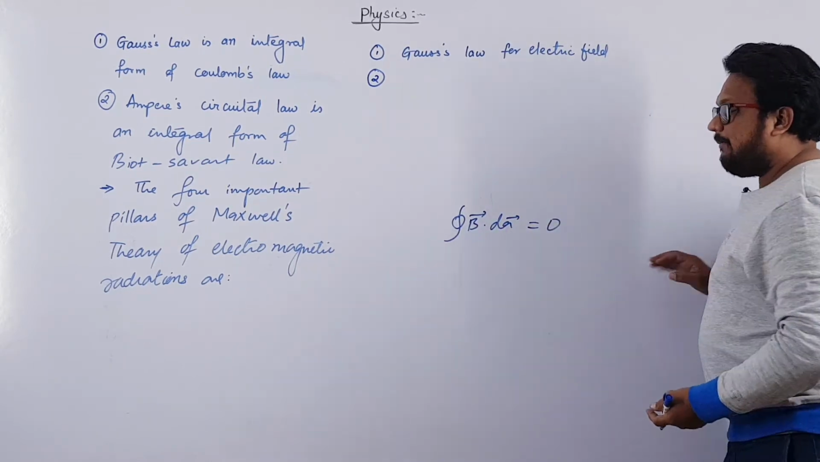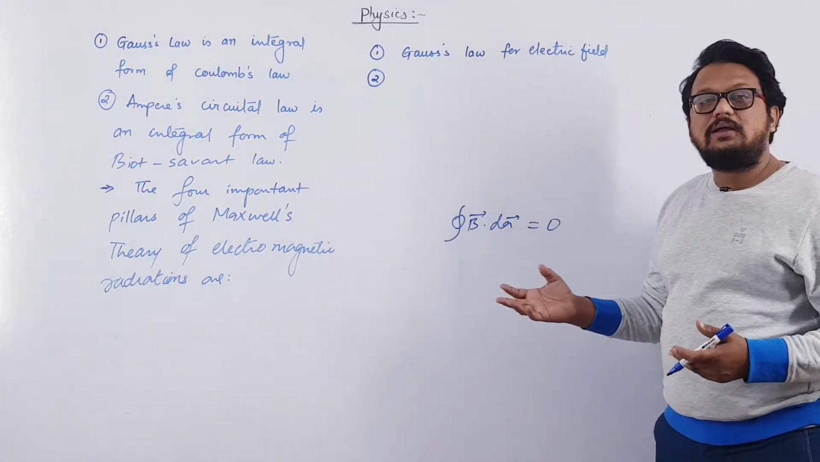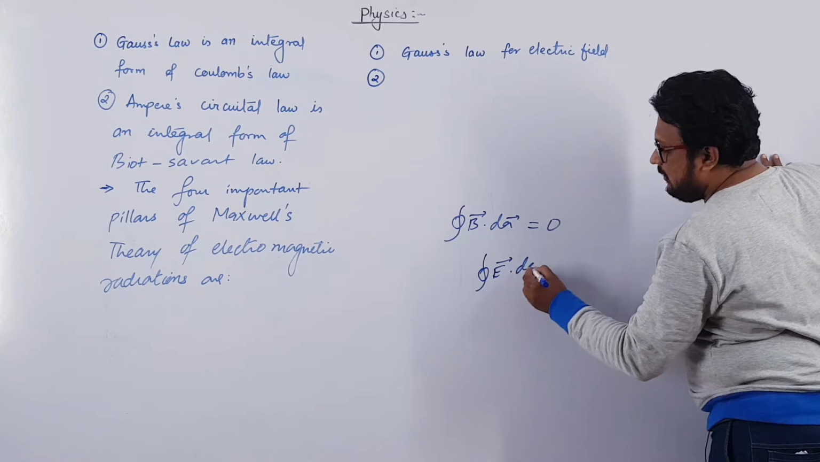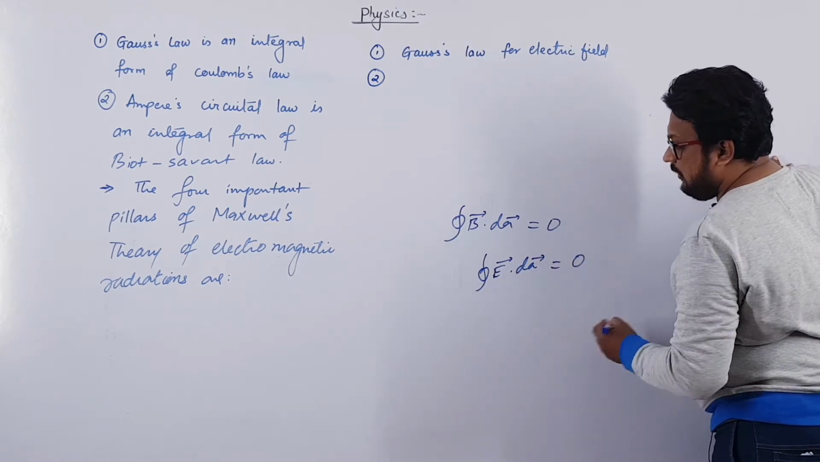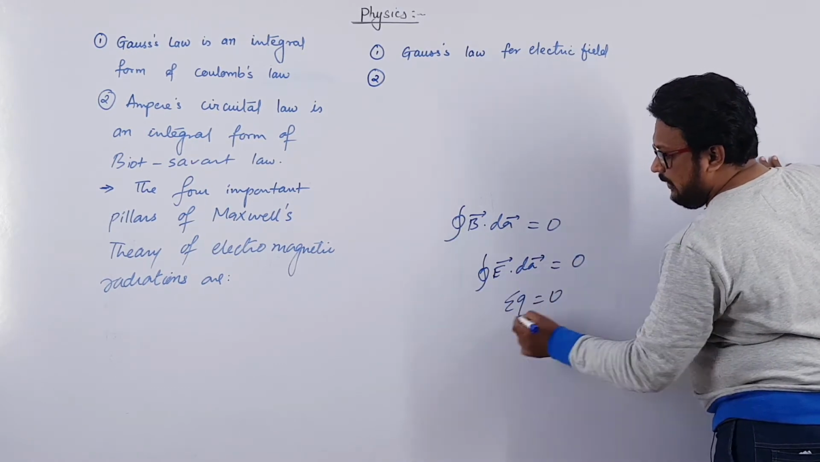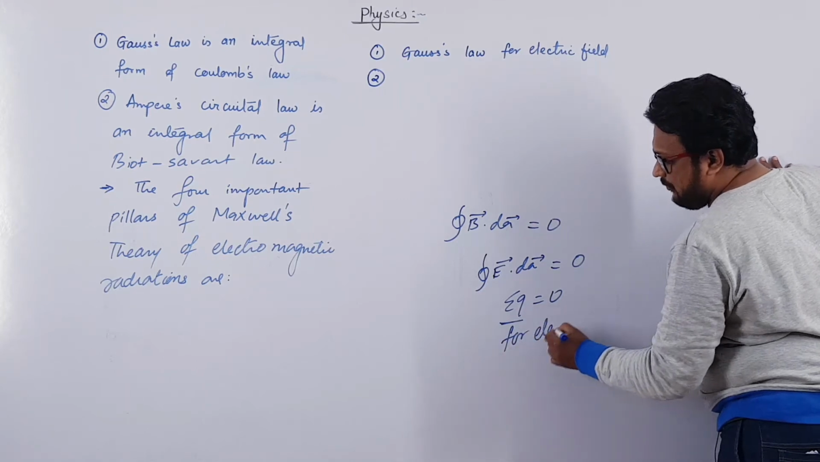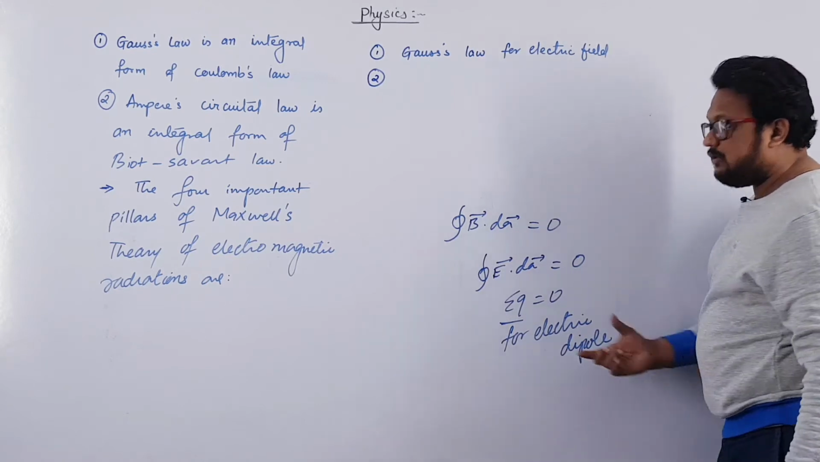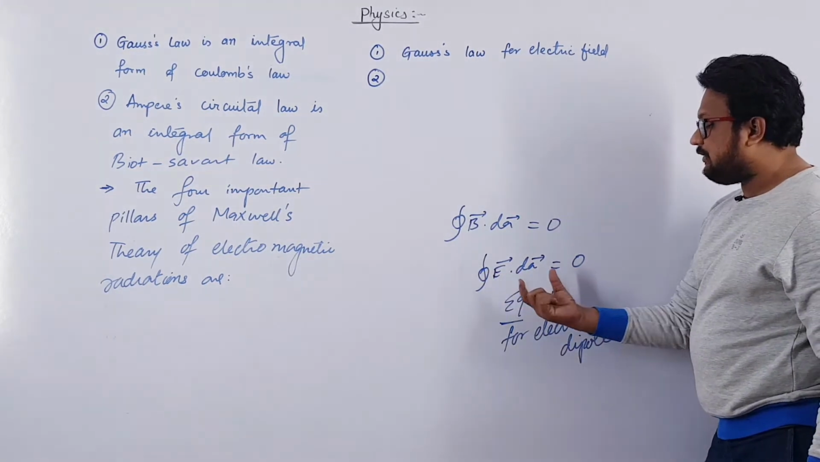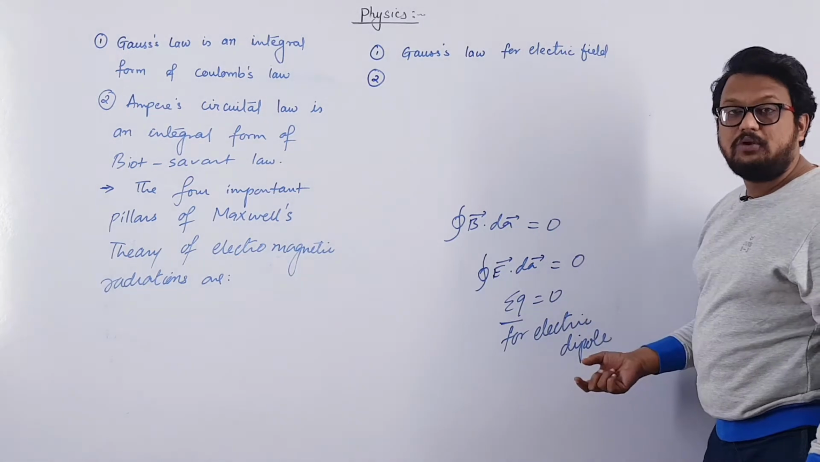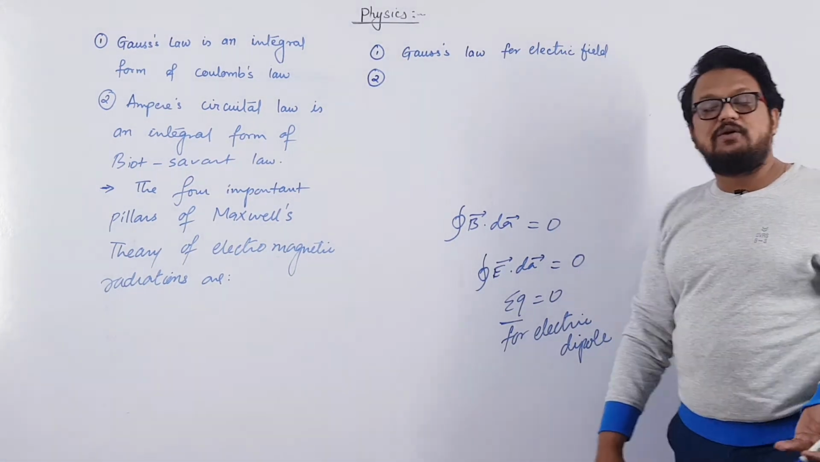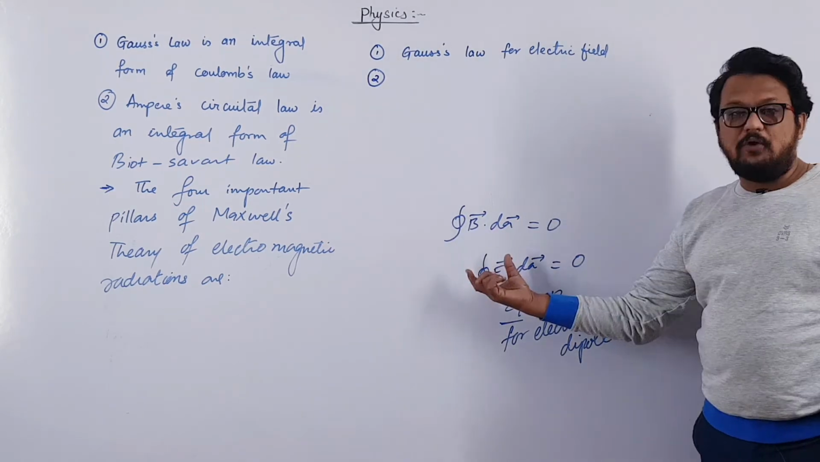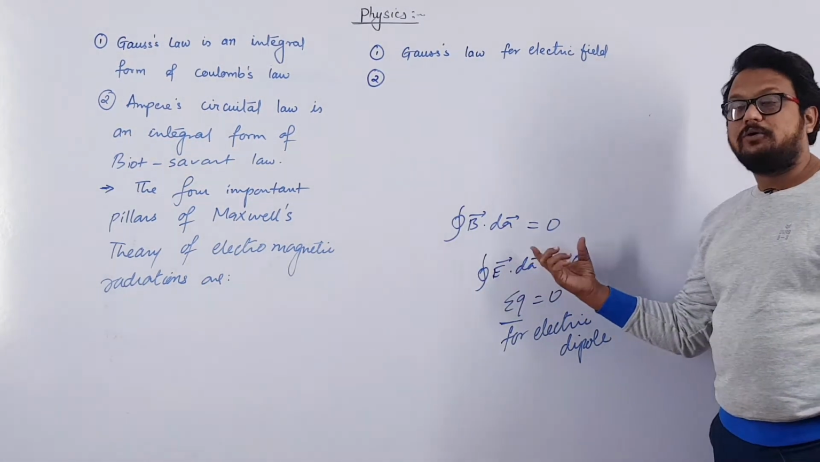Why 0? Because for the case of electric field, integration E dot dA will be 0 if sigma q is 0. That is for an electric dipole. For an electric dipole, sigma q is always 0. So you can say that integration E dot dA is equal to 0 for an electric dipole. But magnets are always available in the form of dipole. Monopole of magnet is not possible, right? So they are always in dipole form. So this is always 0. Clear?